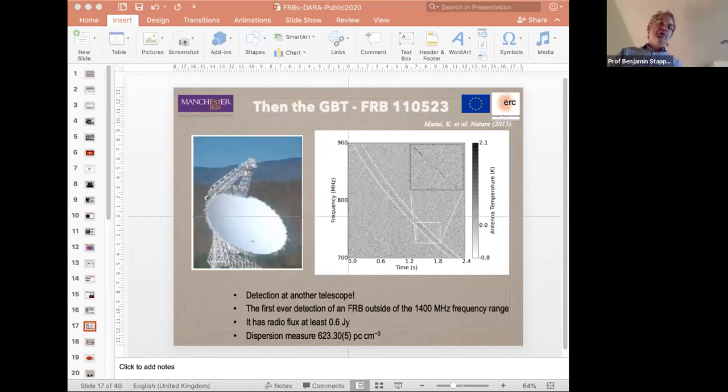The other thing about FRB 12-11-02 is that the rotation measure is changing. And so that means that it's located in a very dynamic environment where the electron density and the magnetic field strength are changing, or the object is moving rapidly.